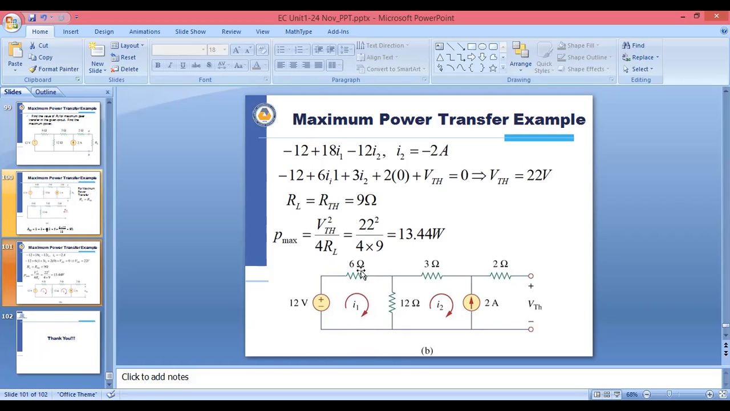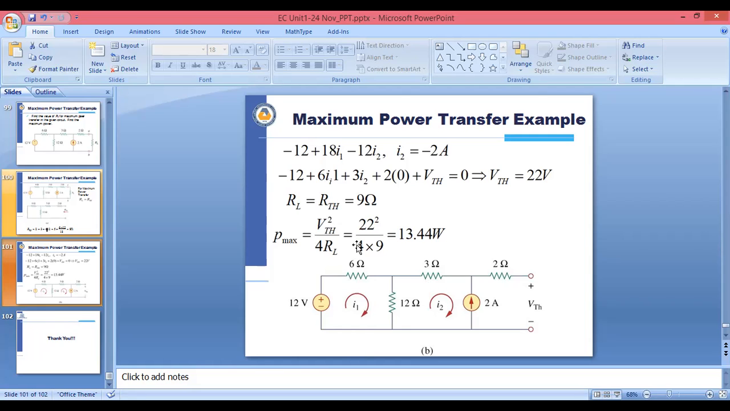I have directly written 12 and 6. You can write 12 I1 plus 6 I1. I have written directly 18 I1. But I2 is outgoing, so you can take minus 12 I2, or in another way you can write minus 12 plus 6 I1 plus 12 I1 minus bracket I2.